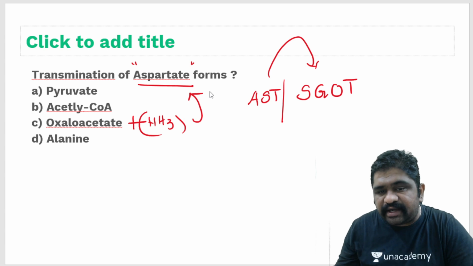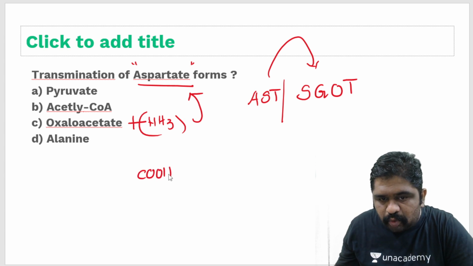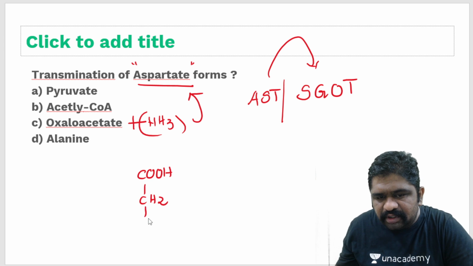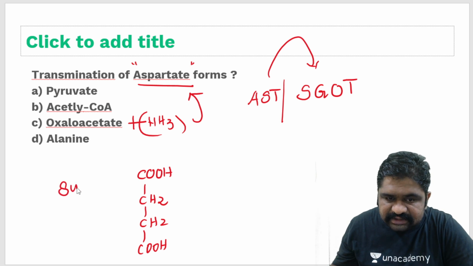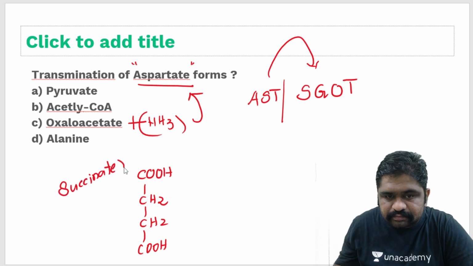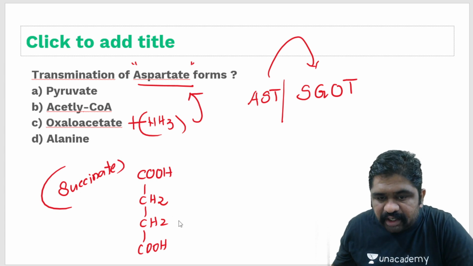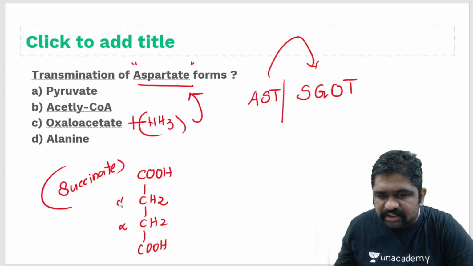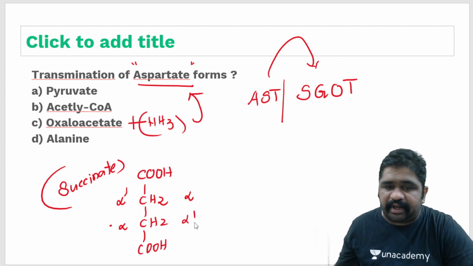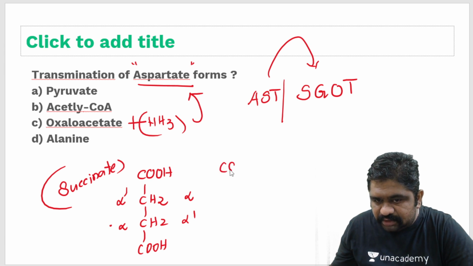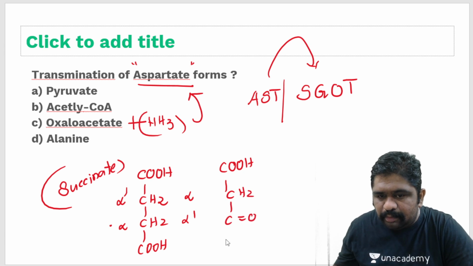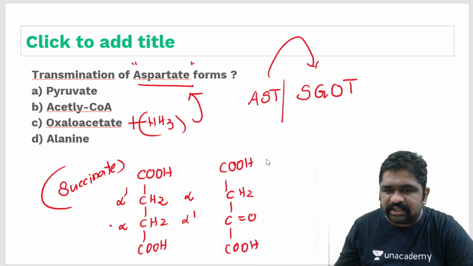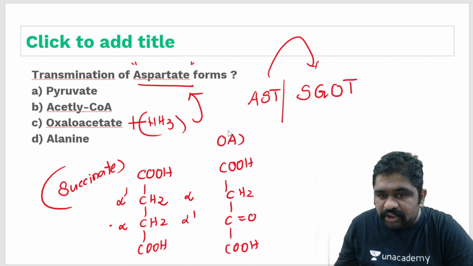So what is aspartate? Look at this part. When I draw COOH here, CH2 here, CH2 here, COOH here, this is called succinate. Now, if I try to target one of the carbons, this is alpha, and this is also alpha, alpha prime. Both of them are alpha. Imagine if I oxidize the alpha carbon like this, it becomes C double bond O, COOH. Now, this compound is called oxaloacetate.